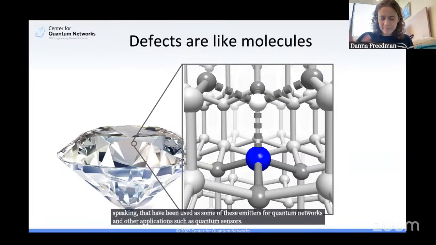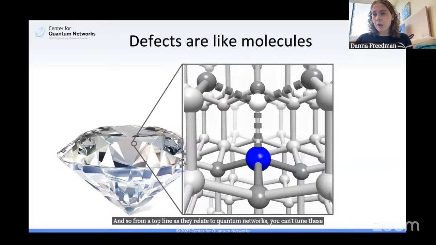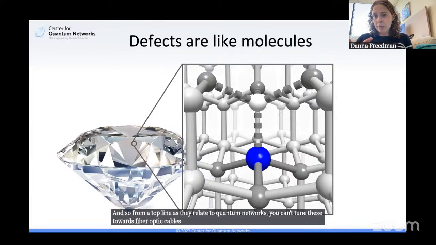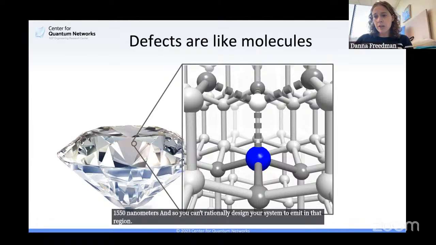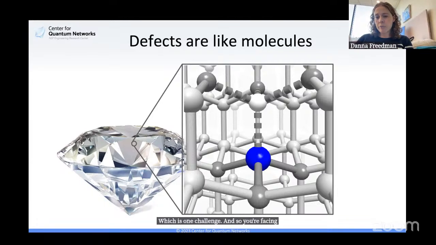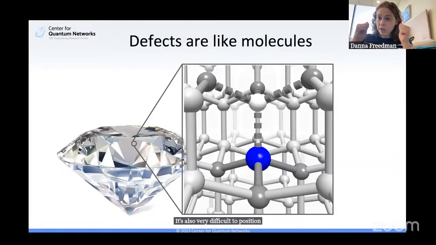So these defects are really powerful, but they lack any adjustable parameter because of the way they're synthesized. And so from a top line, as they relate to quantum networks, you can't tune these towards fiber optic cables. Fiber optic cables are most transparent around 1550 nanometers. And so you can't rationally design your system to emit in that region, which is one challenge. And so you're facing a lot of loss through fiber optic cables. It's also very difficult to position these things spatially where you want them.